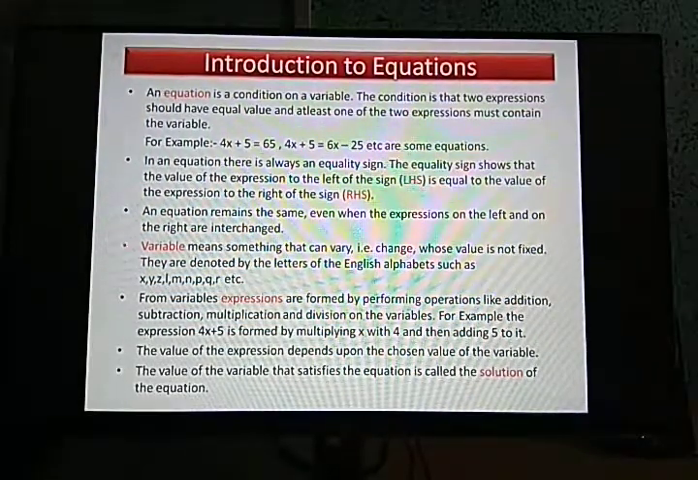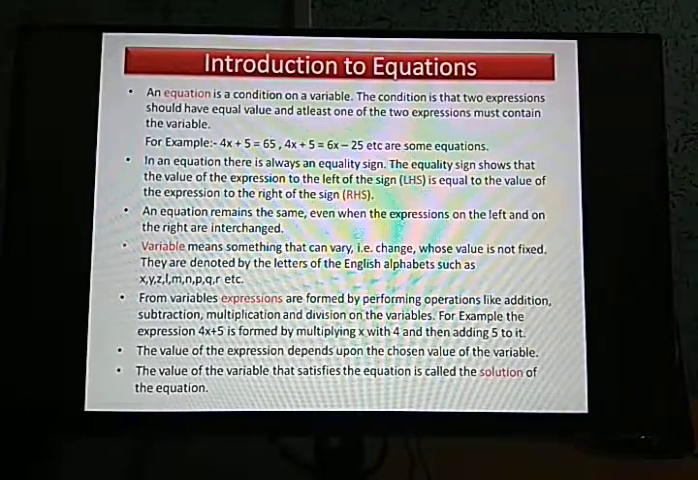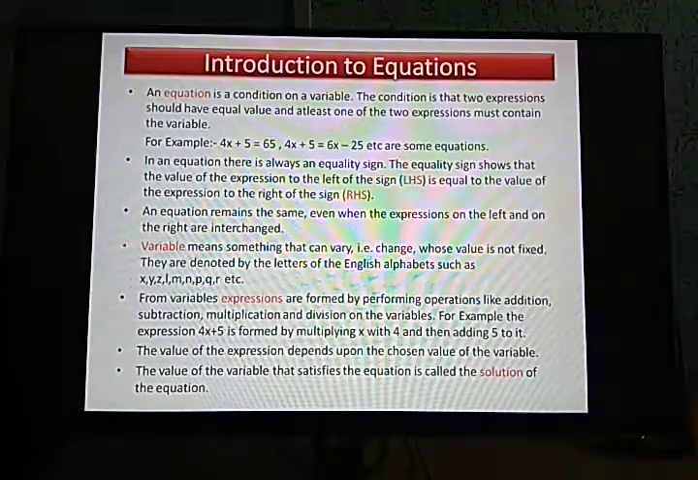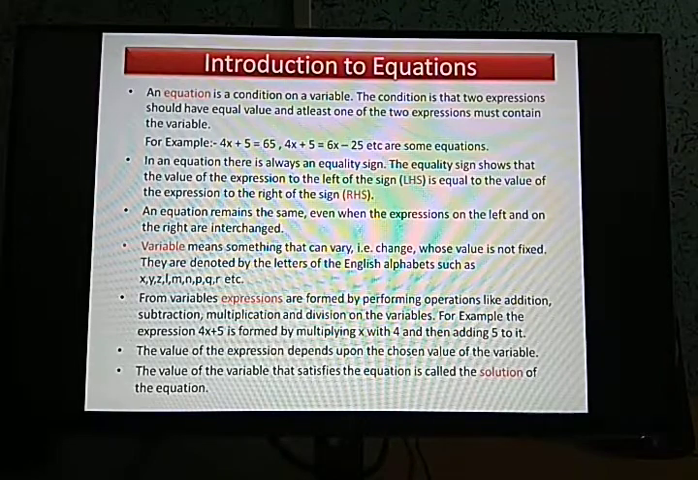In the next video, we will be discussing some of the examples related to equations, how to form them and how to write them. Clear?